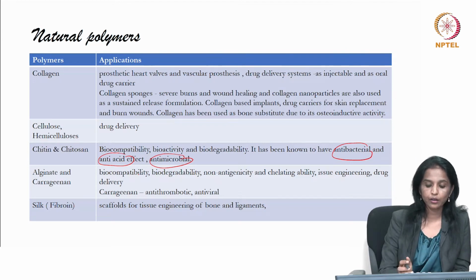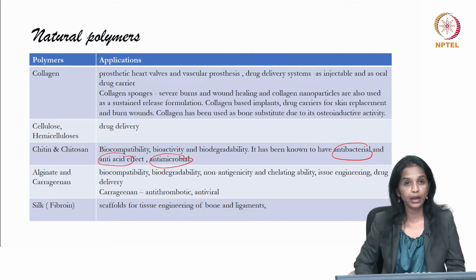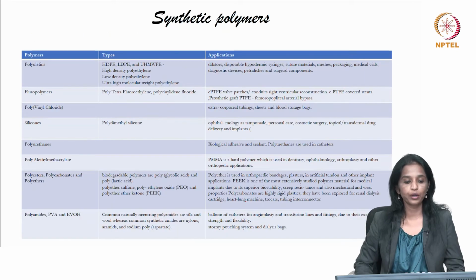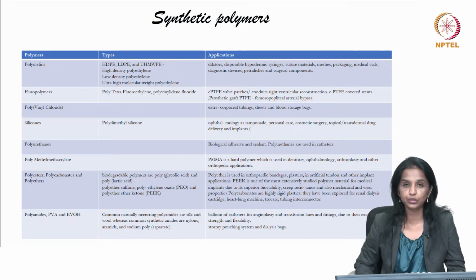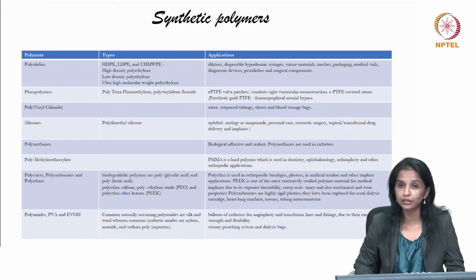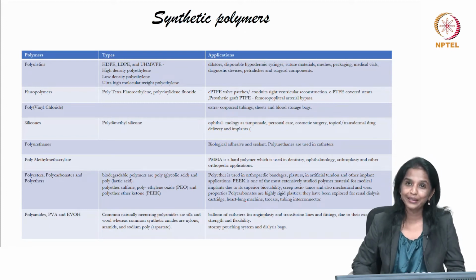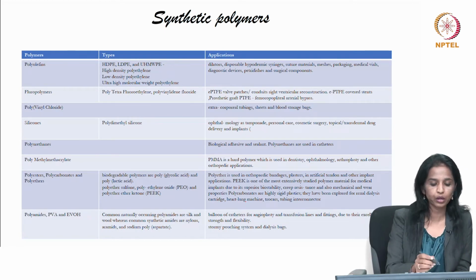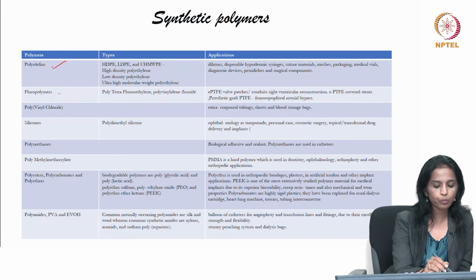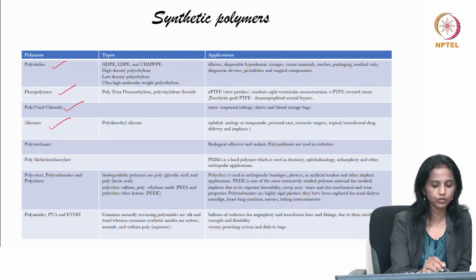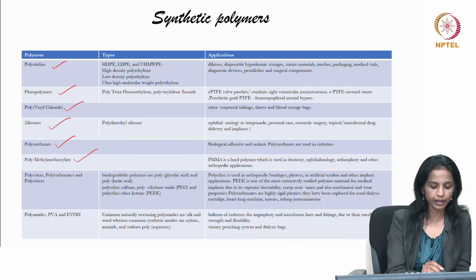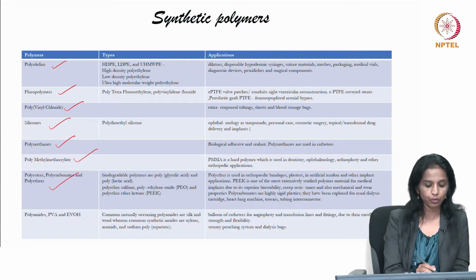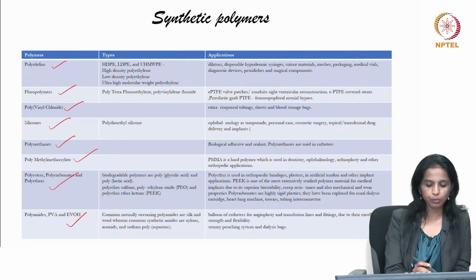These are again very commonly used, mainly because of their very favorable characteristics and properties which are required for a biomaterial. Then we have synthetic polymers. We already know that synthetic polymers are divided into degradable and non-degradable. So, having that in mind, a quick look at the synthetic polymers. We have polyolefins, fluoropolymers, polyvinyl chloride, silicones, polyurethanes, polymethyl methacrylate, polyesters, polycarbonates and polyethers, and then we have polyamides.